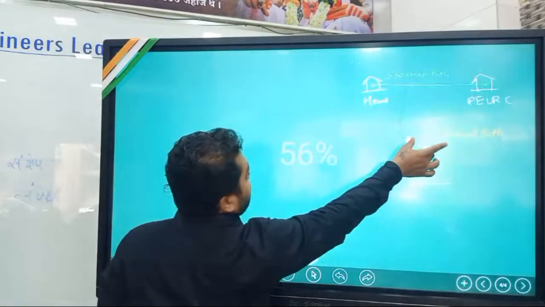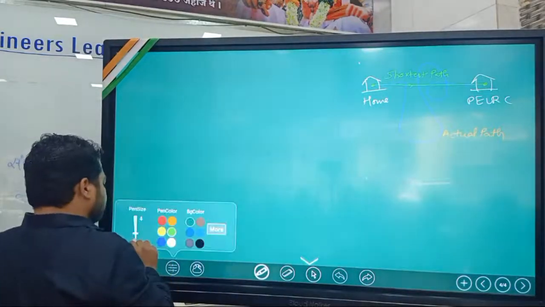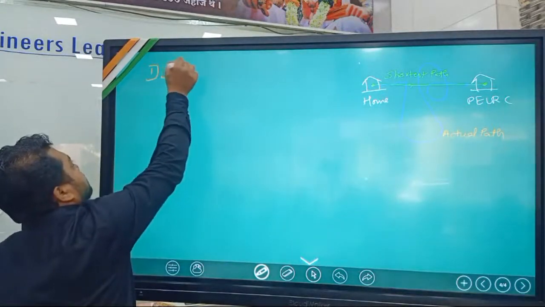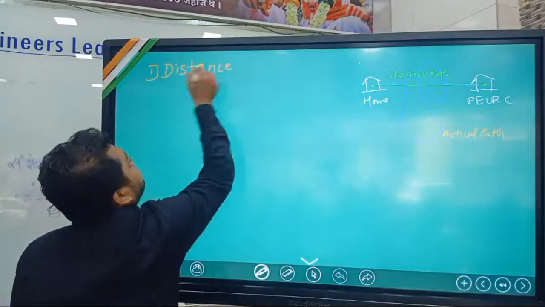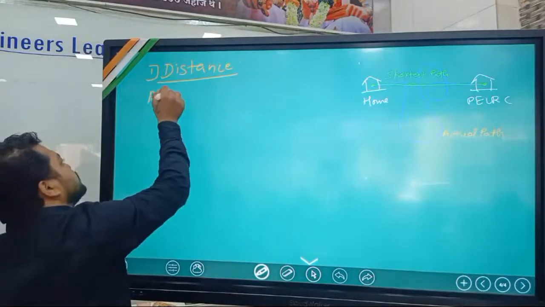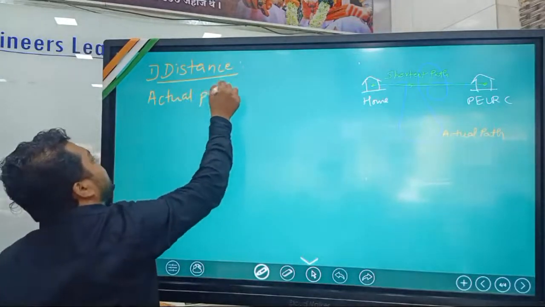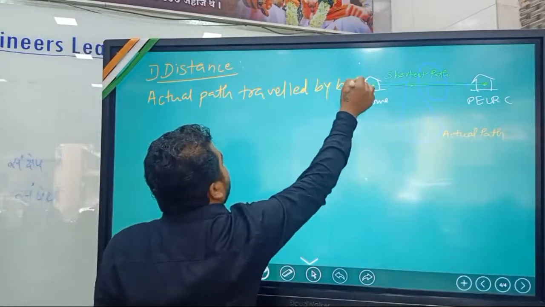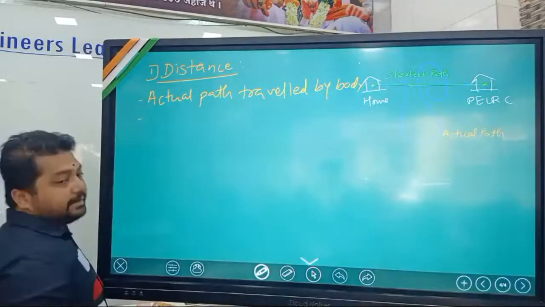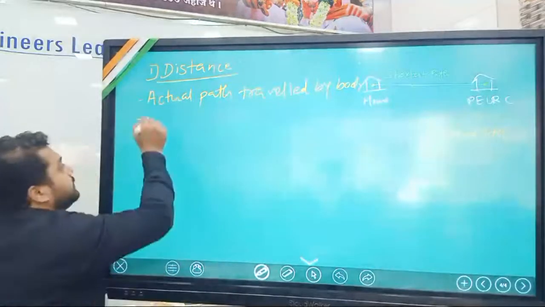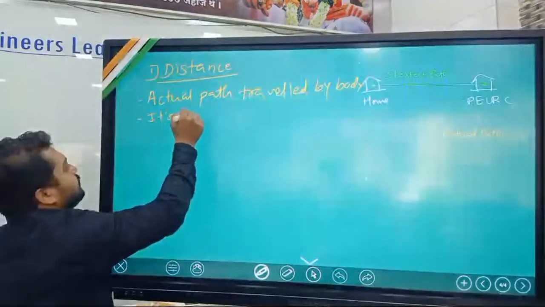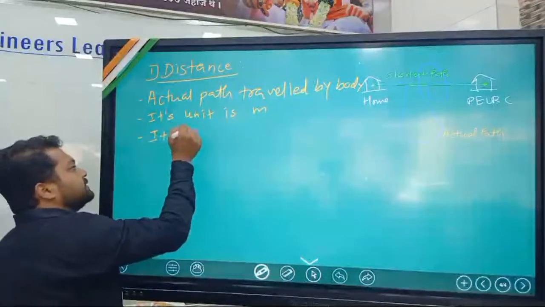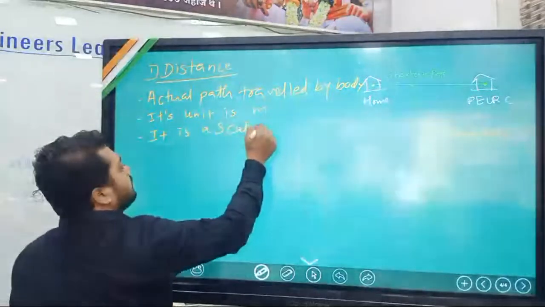So to define distance and displacement, what can we write? I'll take this aside. Now my first definition is distance. What is distance? Actual path traveled by the body. Fine. Then I must write its unit is meter and it is a scalar quantity.